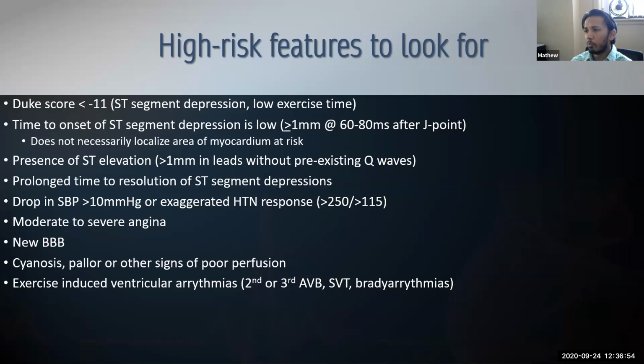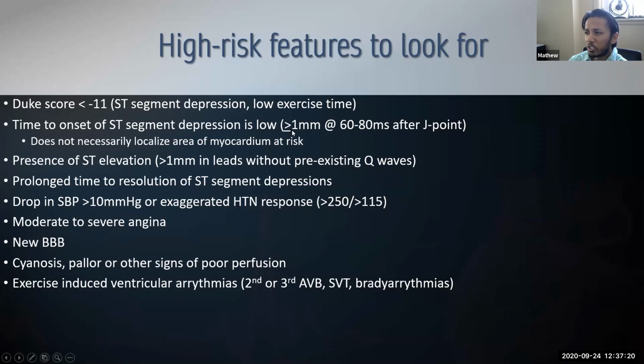The high risk features are that they just don't meet that Duke and Bruce score, right? So they're not able to even get high. The time to onset is very low. So before you even get them sweating, they're already showing ST depressions. Their blood pressure is dropping. Maybe they're already having some symptoms. A new bundle branch shows up. Cyanosis would really kind of tighten your sphincter there. Or if they have an exercise-induced ventricular rhythm. So these are all kind of obvious things.